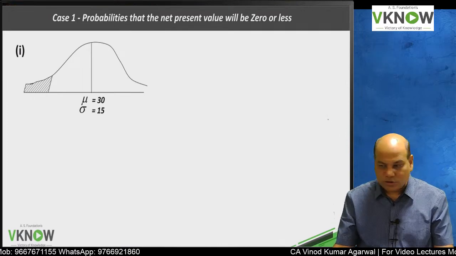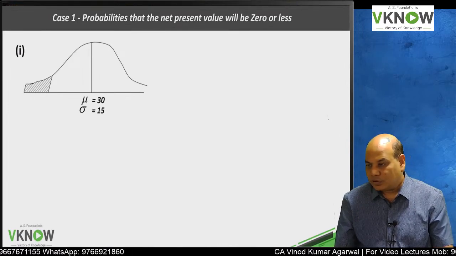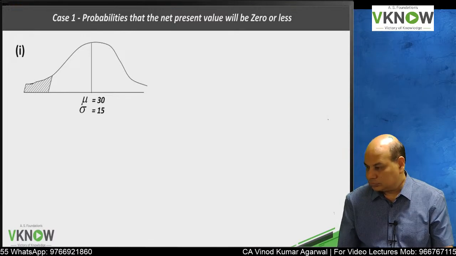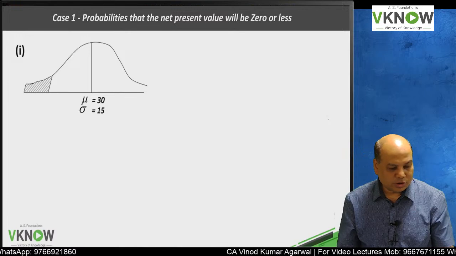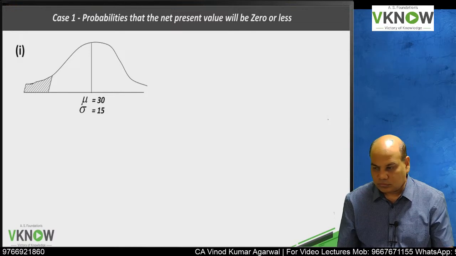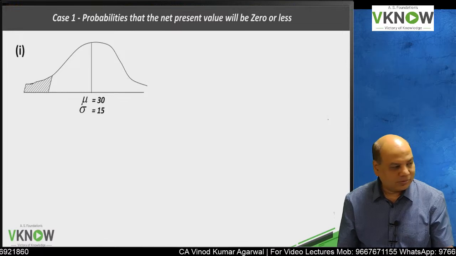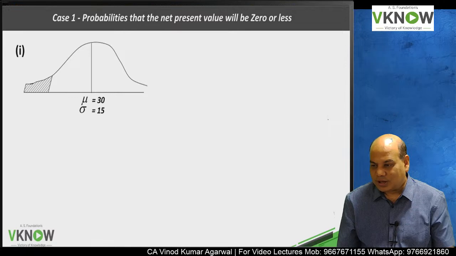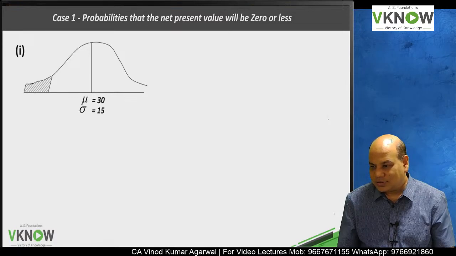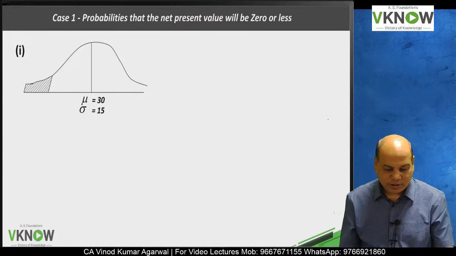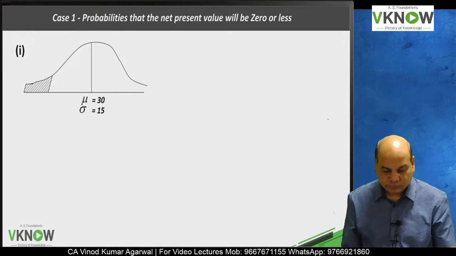Draw this normal distribution curve. It should look symmetrical. I have drawn, but it's not very symmetrical. It should be symmetrical. Okay.